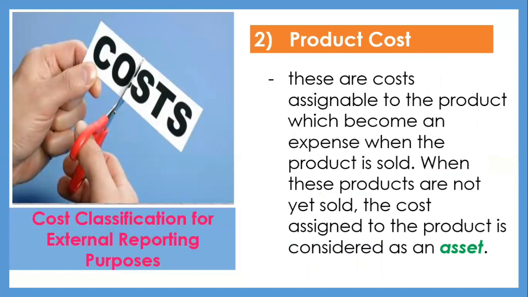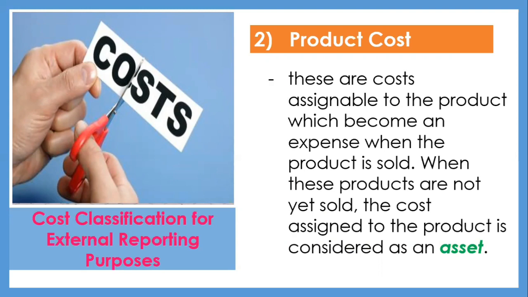And aside from period costs, we also have what we call product costs. Product costs are costs assignable to the product which become an expense when the product is sold. When these products are not yet sold, the cost assigned to the product is considered as an asset. For example, product cost includes purchases of raw materials and its related accounts, such as freight in, purchase discounts, purchase returns, allowances, and payment of direct labor, and the incurrence of overhead expenses.